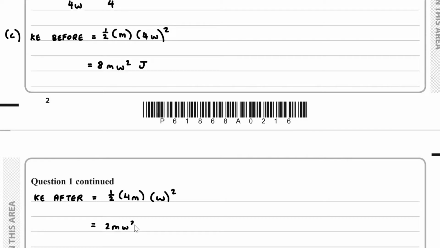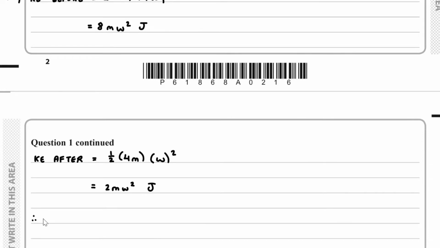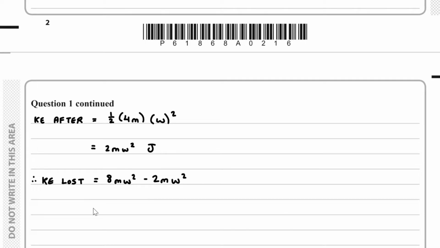So it turns out over here we get 2mW squared joules, and therefore the kinetic energy lost, that's equal to 8mW squared minus the 2mW squared. It turns out over here the kinetic energy lost is equal to 6mW squared.